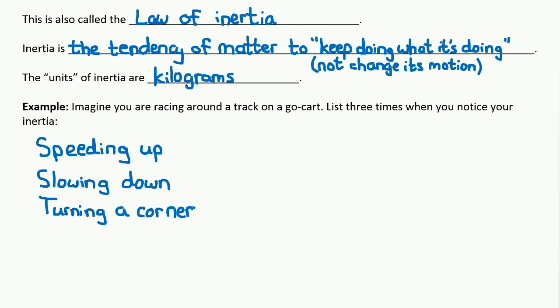But if that friction is gone, like if you hit a patch of ice or some oil, you won't be able to get that force on the car. You won't be able to make that corner. So speeding up, slowing down, and turning a corner are all situations where we notice the inertia that our go-kart has. Now, you may have started to notice that all 3 of these situations have one thing in common. These are all examples of acceleration.